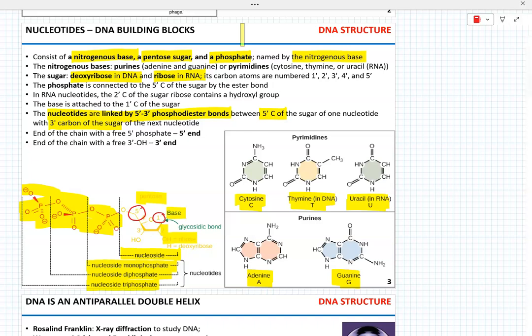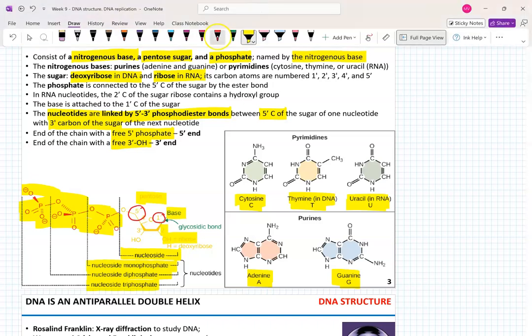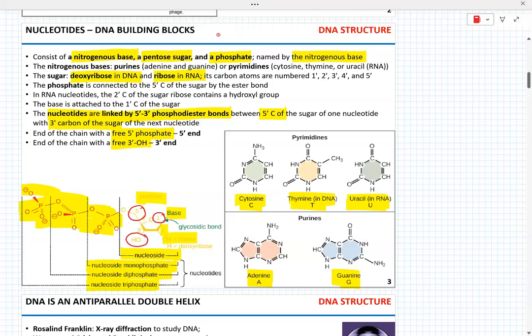When you look at the DNA molecule, the DNA chain, on one end, there's going to be a free 5' phosphate because it's an end, so it doesn't form a bond with another nucleotide. The end with a free 5' phosphate is called 5' end. The end of the DNA chain with free 3' hydroxyl group, which you can see here, is called 3' end.